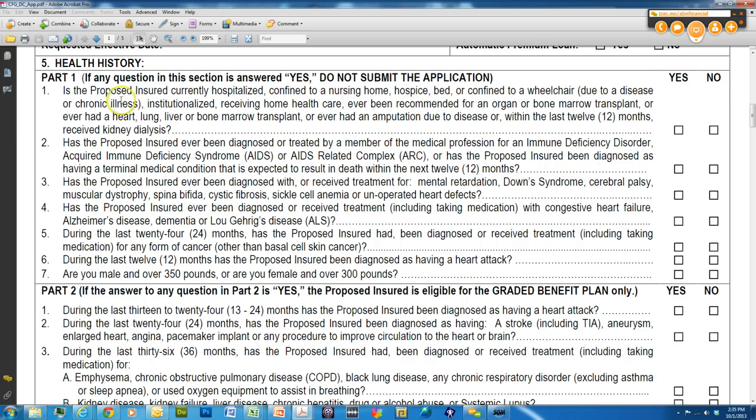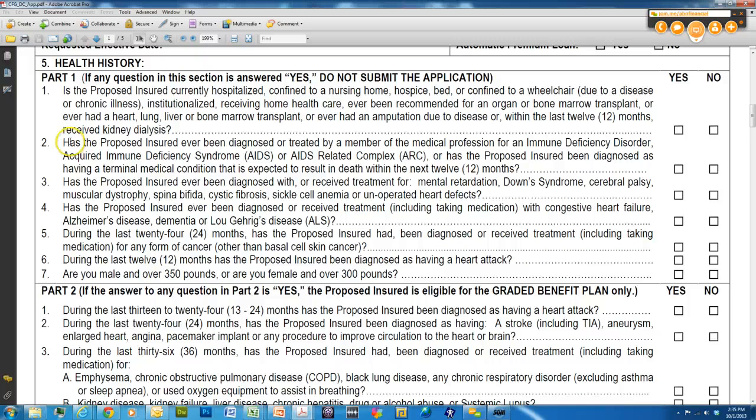So the part 1, you can see, is the proposed insured currently hospitalized, confined to a nursing home, hospice bed, or confined to a wheelchair due to disease or chronic illness, institutionalized, receiving home health care, ever been recommended for an organ or bone marrow transplant, ever had a heart, lung, liver, bone marrow transplant, ever had an amputation due to disease, or within the last 12 months received kidney dialysis. Okay, these are knockout questions totally. You can tell too, you got to be pretty sick not to get this.